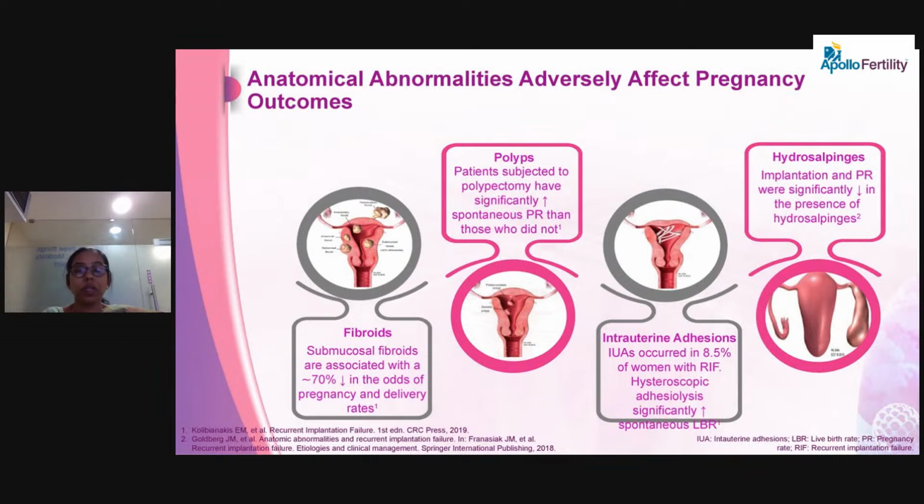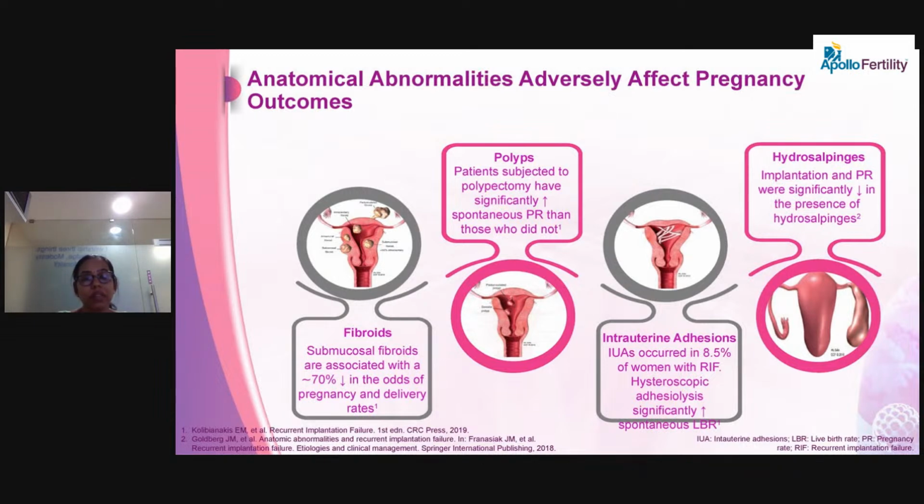Next, polyps. Patients who are subjected to polypectomy had significantly higher chances of spontaneous pregnancy after polypectomy. Next is intrauterine adhesions. Intrauterine adhesions are seen in around 8 to 10 percent of women with recurrent implantation failure. So when we do a hysteroscopy, see how the cavity looks, and do adhesiolysis, it increases the endometrial vascularity, it increases the endometrial growth in the subsequent cycles, and increases the odds of spontaneous conception.